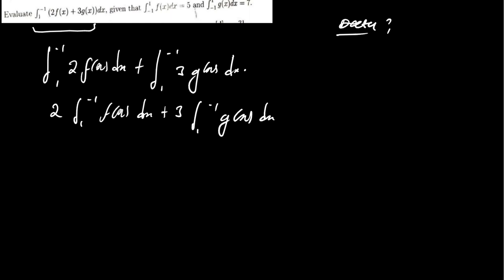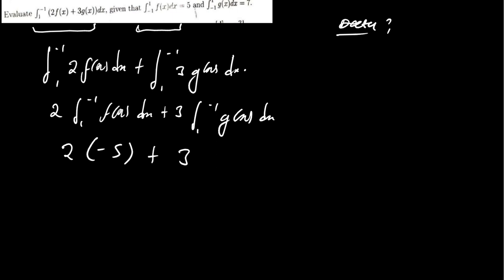Now in question, I've been told that the integral from minus 1 to 1 of f of x dx is 5. 1 to minus 1 of f of x is 5. So the opposite is just going to be a negative value. So 2 times negative 5 plus 3.